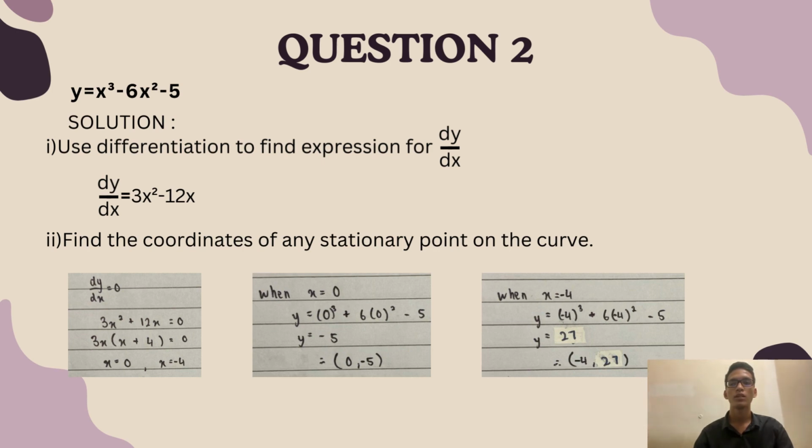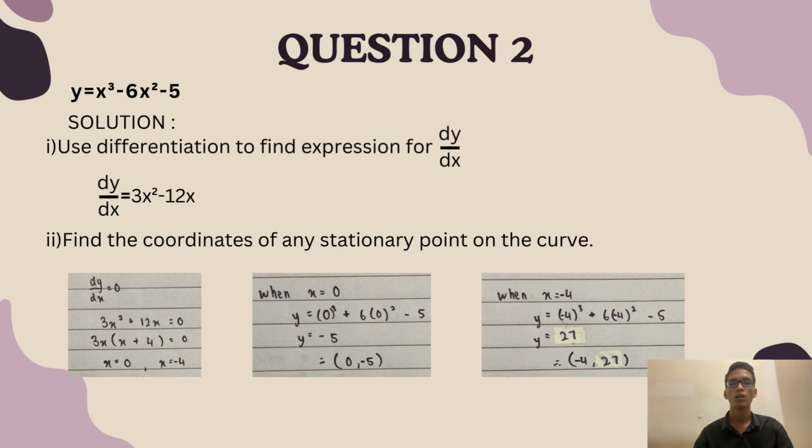The second is to find the coordinates of any stationary point on the curve. We set dy over dx equal to 0. We replace the value of dy over dx in the equation, and that will be 3x squared plus 12x equals 0. And we factorize 3x, and it will be 3x in bracket x plus 4 equals 0. And the value of x will be 0 and minus 4.